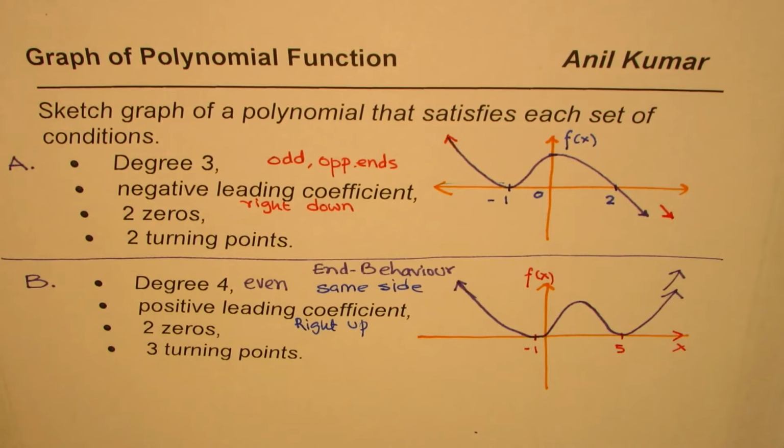So end behavior really helps us to draw the graph. When you're given the degree and the leading coefficient, find the end behavior and then apply the other conditions to sketch the graph. That is my suggestion.